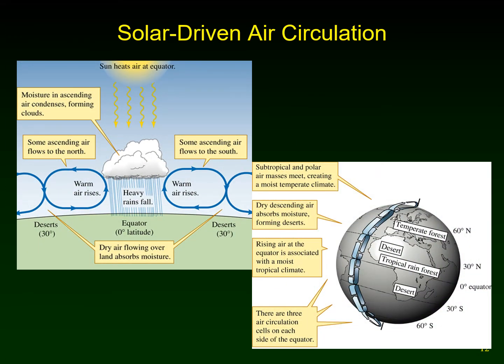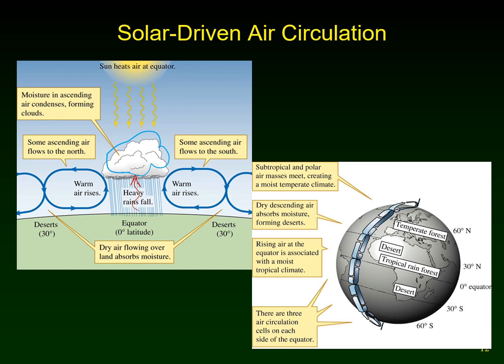This is a much better picture of what I was trying to draw on the last slide. This is the one out of your textbook, drawn by a professional artist. But once again, we can see at the equator here, we've got the heavy rainfall. So the air was rising at the equator. It cooled and condensed into the clouds, and then it fell in the form of rain.